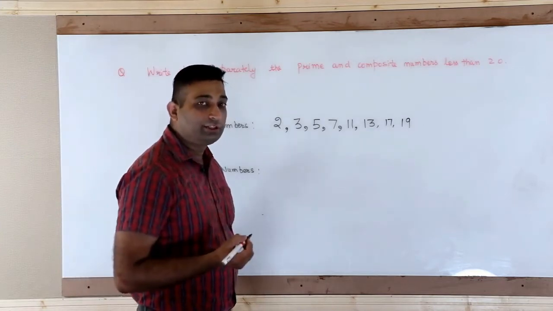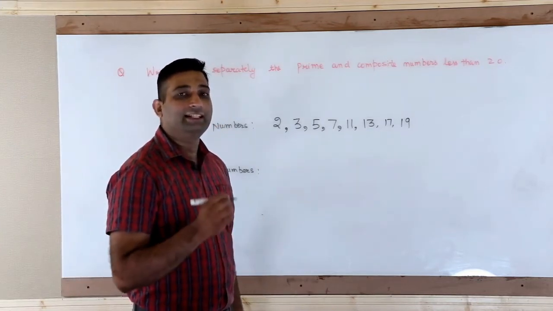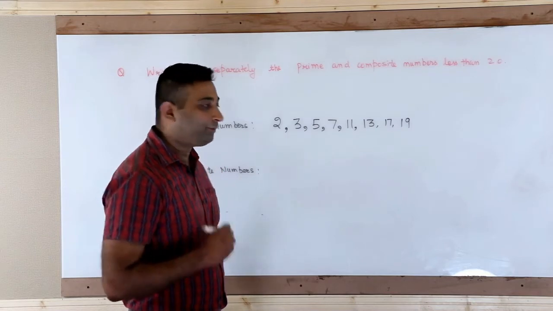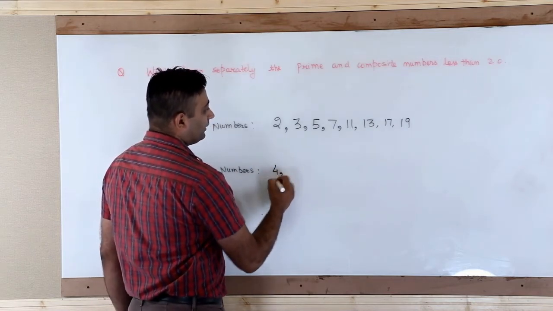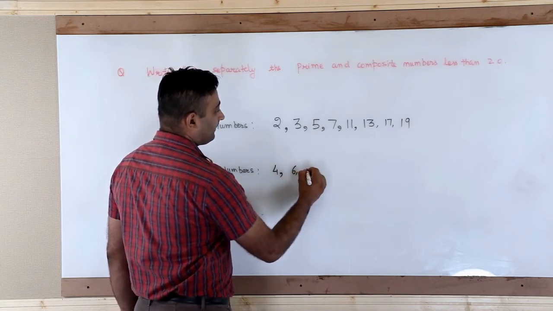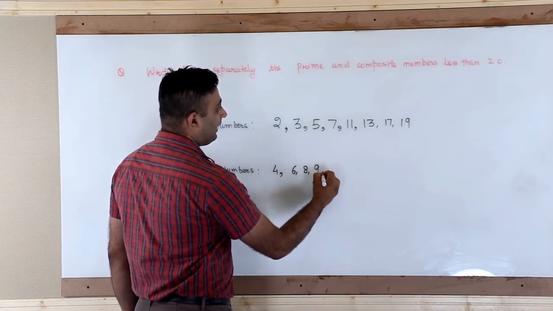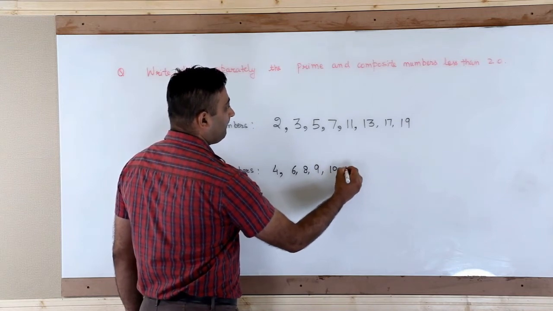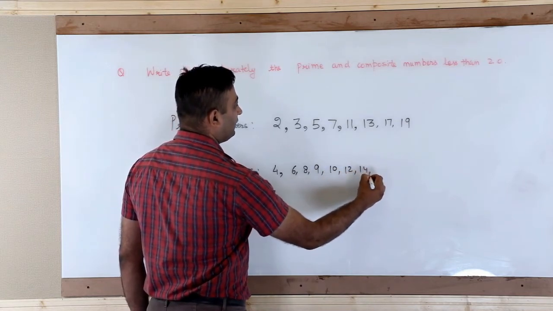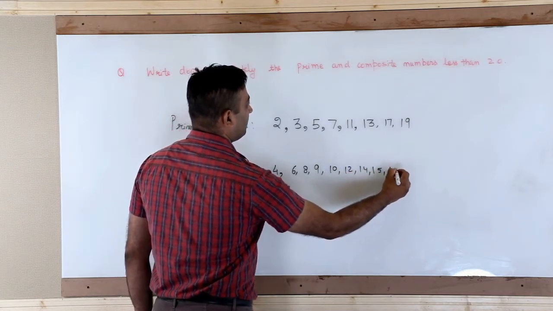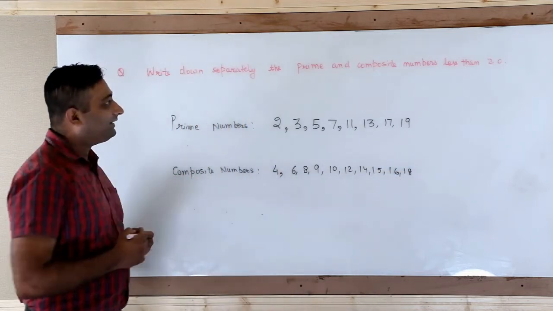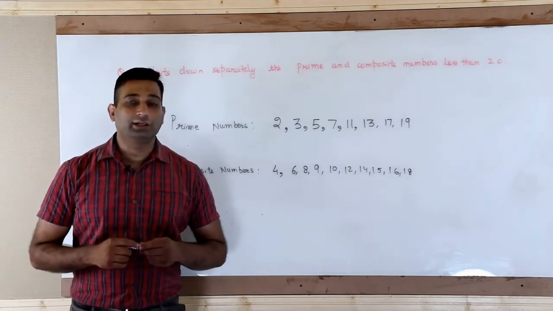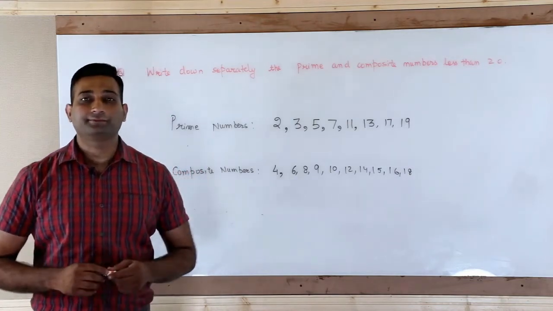Rest are the composite numbers, but remember that 1 is neither a prime nor a composite. Hence, the rest of the numbers will be 4, 6, 8, 9, 10, 12, 14, 15, 16 and 18. So in this way we can write the prime numbers and composite numbers less than 20.